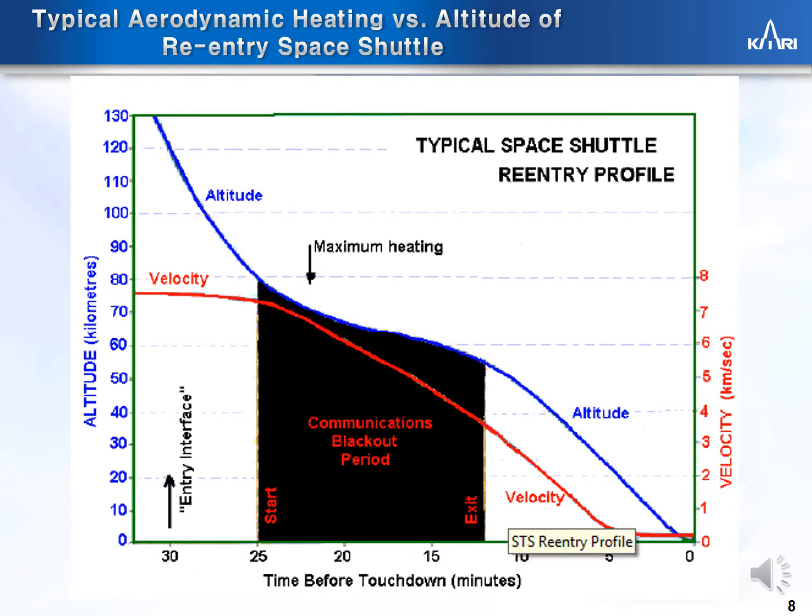It shows a typical aerodynamic heating with altitude of reentry space shuttle. It shows maximum heating occurs at altitude between 60 to 80 kilometers. And then it continues around 20 minutes of communication blackout.